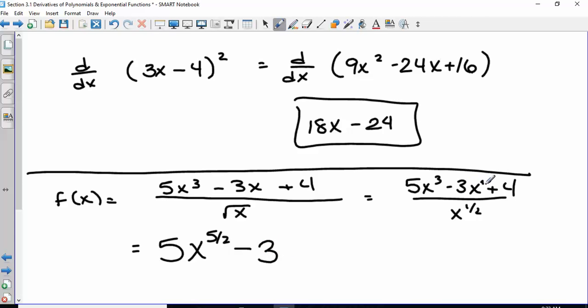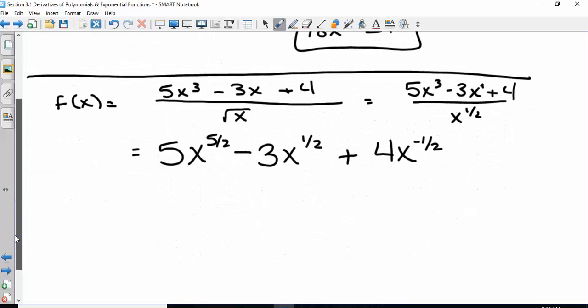Minus 3 x to the first over x to the 1/2. So 1 minus 1/2, 1/2. Plus 4 over x to the 1/2, so if you want to bring that up, it would be a negative power. Does everybody understand what I did right there? Yeah. So you have to do the algebra first. We are very limited on what we can do the derivative of. You have to have terms added together.